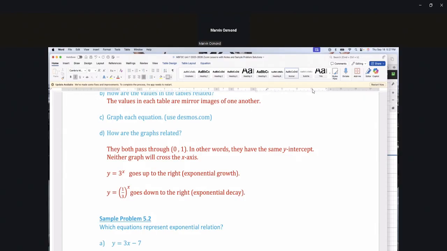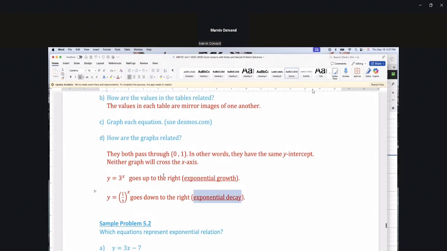So those are just the terms that we use to describe the graph. So I'm just going to underline this so that it stands out, and this would be exponential decay. Underline that as well.